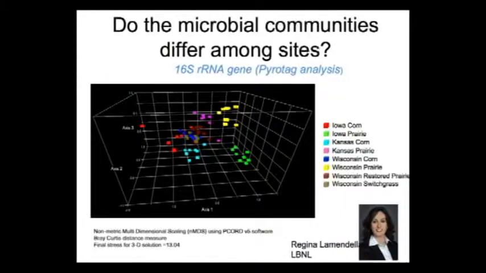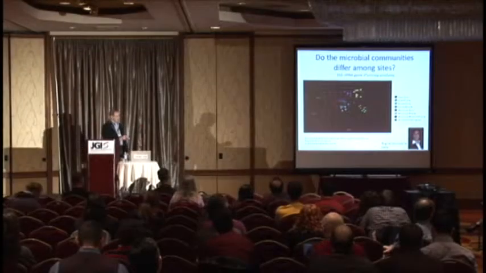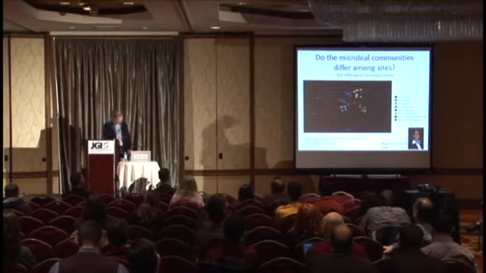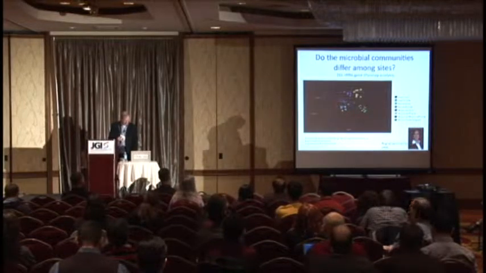Do the microbial communities differ among the sites? And the answer is yes. These are color-coded by the various sites. The yellow and the green and the purple are the native prairie sites, but they are somewhat different from each other. These are the corn sites, or the long-term cultivated sites, over here. I should say that at sampling time, all of the long-term cultivation was in corn, all sampled at the same period, all sampled in June, the same period of the year.